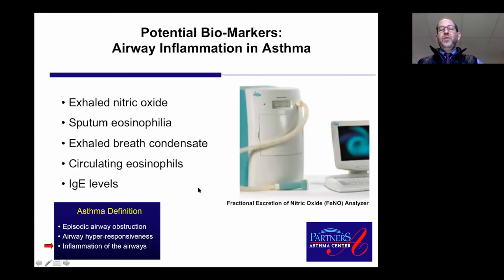So for the third part of the definition, which is inflammation in the airways, one of the measures that we use here in Boston is called nitric oxide, exhaled nitric oxide. And we use a device like this to measure the amount of nitric oxide in exhaled breath. We also can look for eosinophils in the sputum, and sometimes circulating eosinophils can be helpful, and circulating serum IgE levels. Those are systemic inflammation, not necessarily in the lungs, but if the story fits, then I think that would be sufficient.